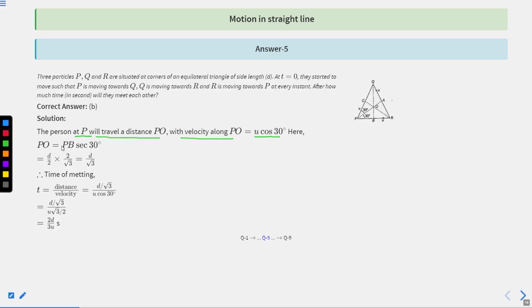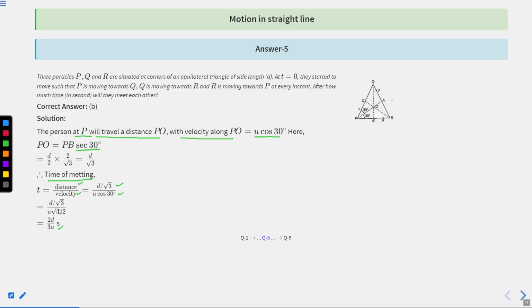Here PO equals PB sec 30 degrees, and putting the value of PB, which is d by 2, and the sec 30 degree value, after calculating we will get the numerical value of PO. The time of meeting is distance upon velocity. The distance is d by root 3 and the velocity is u cos 30 degrees. Solving this, the answer will be 2d by 3u seconds.